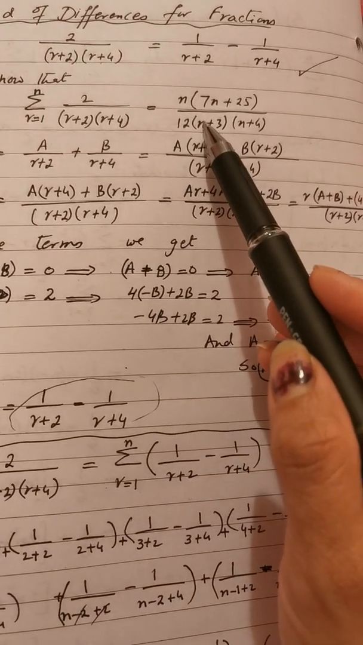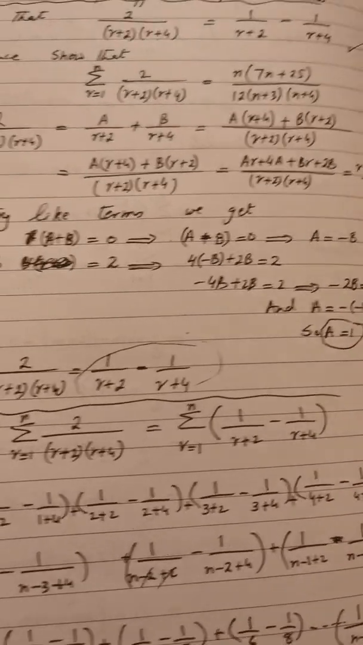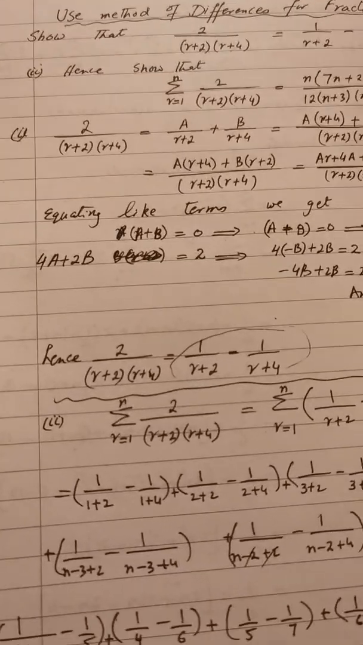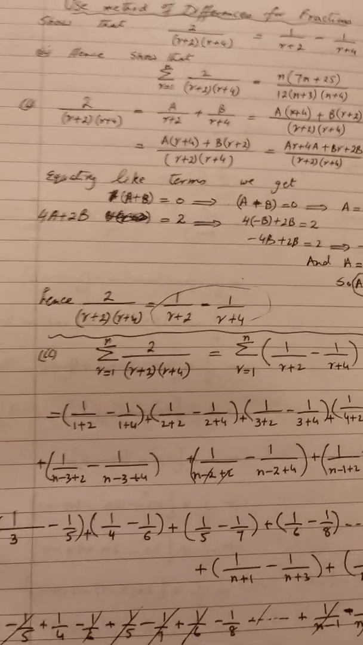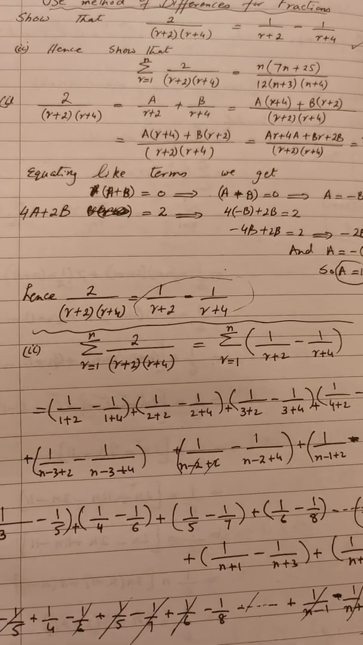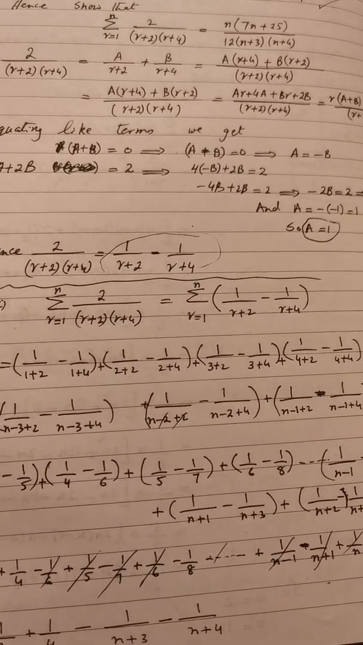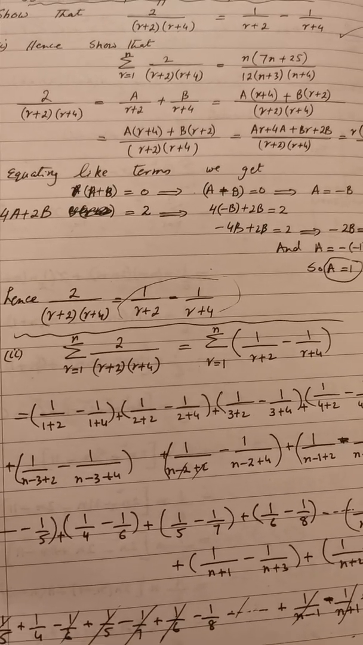Here you can see that, right? So this is the procedure. If the fraction part is given, use the method of differences for fractions, and you can easily find the values we have to show. It's very interesting and very simple if you can get it.